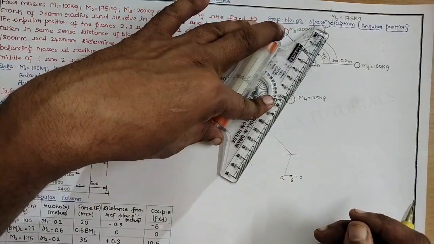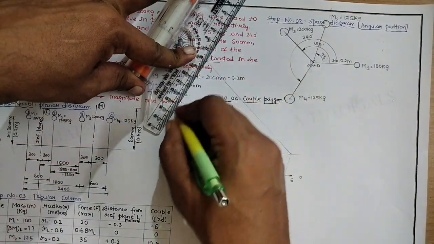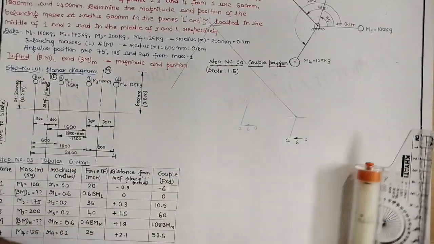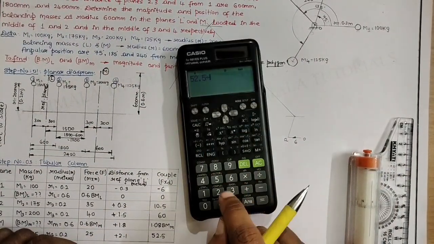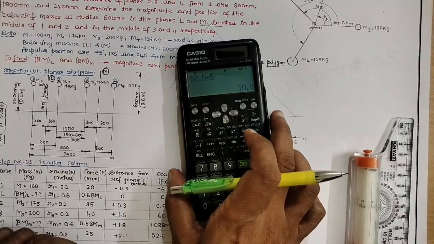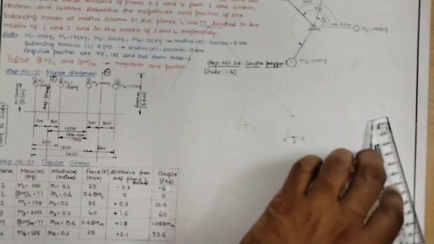The next plane, M4 plane, is 240 degree. So move the roller scale. At this point, just draw the line. But what is the dimension? It is 52.5. Once again, 52.5 divided by 5 would be the value 10.5. Measure 10.5 centimeters in the normal scale.